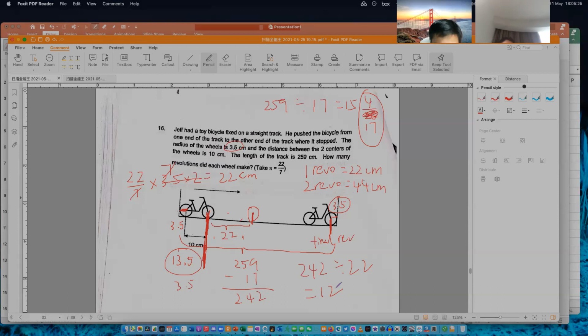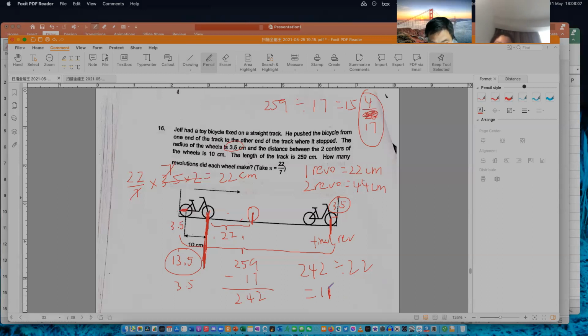11. Okay, so let's look at this closely. Sorry, help me out. 242 divided by 22 is 11, not 12. Can you help me use a calculator to double check? 242 divided by 22 is 11. Yes. My mental calculation here was wrong. So the answer is 11, not 12.